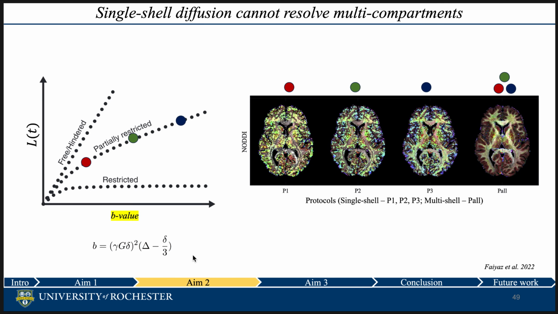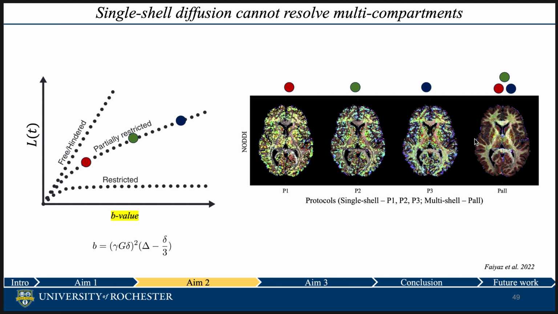Now, the problem is that single shell diffusion cannot resolve multi-compartments, and this is evident from when we tried to fit this NODDI model using single shell data. Here the protocol used was P1, P2, P3, with b-values of 1000, 2000, and 3000. And we see that if we used multi-shell diffusion data, then our result looked more coherent.